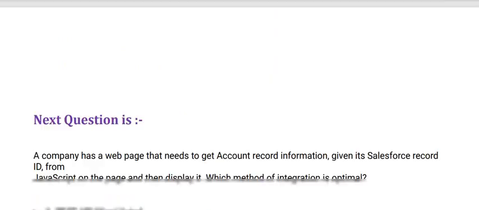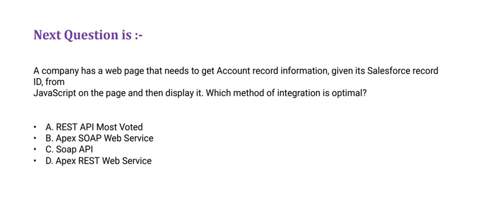Next question is: a company has a web page that needs to get account record information given its Salesforce record ID from JavaScript on the page and then display it. Which method of integration is optimal? Option A, REST API. Option B, Apex SOAP Web Service. Option C, SOAP API. And option D, Apex REST Web Service. The correct answer is option A.